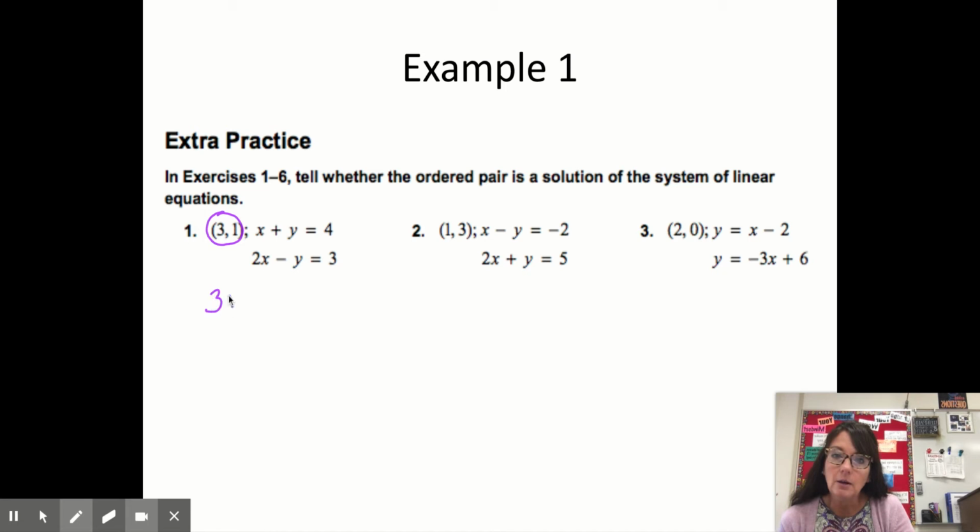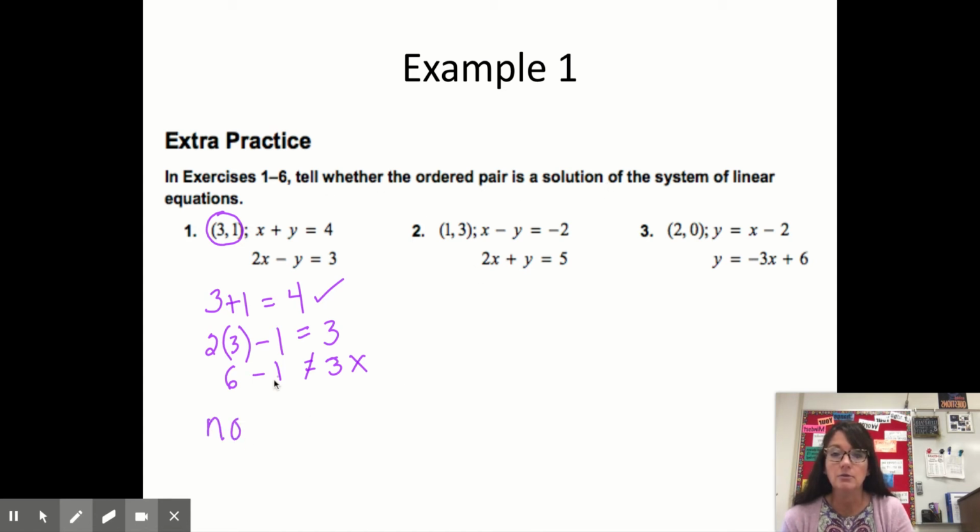So we would take 3 plus 1 and check to see that it's equal to 4, which it is. And then we would take 2 times 3 minus 1 and see if that is equal to 3. Well, 6 minus 1 is 5, not 3. Therefore, it is not a solution for the second line, which means that this is not a solution for these. So no. Okay? Why don't you go ahead and try number 2. Pause the video and answer the question on Edpuzzle, and I will continue ahead with number 3.